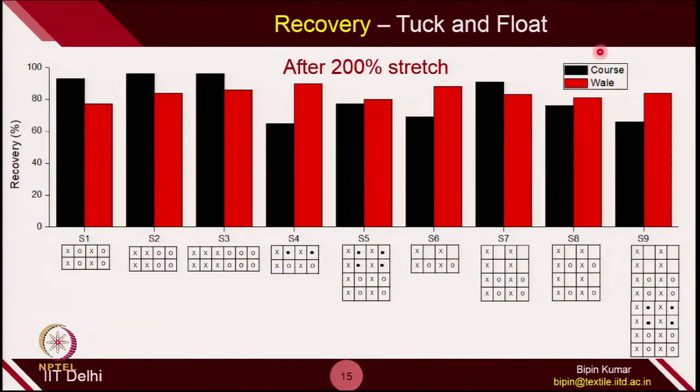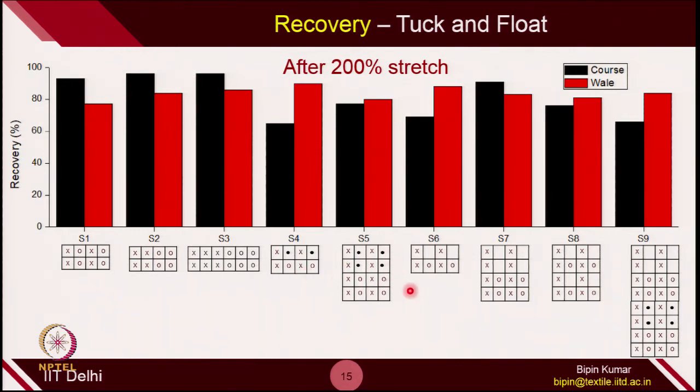In tuck and float also, if you see, a similar type of response was there, but better than the rib one. So, here this is the rib variation. You can see the recovery is very good in course direction, but in wale direction the recovery was increasing when you have more technical front and back loops simultaneously. So, 3 cross 3 rib had better recovery properties compared to 1 cross 1 and 2 cross 2.